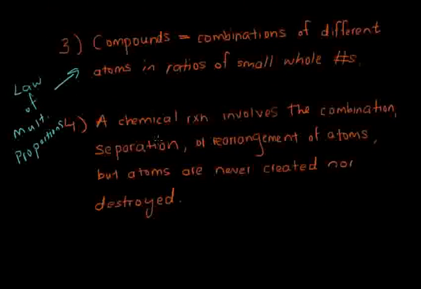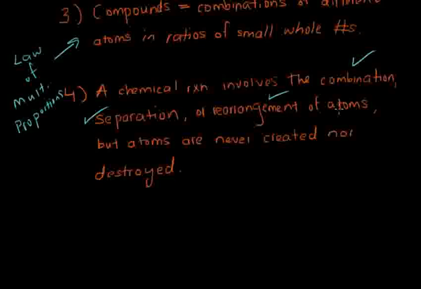And finally, number 4, a chemical reaction involves the combination, separation, or rearrangement of atoms, but atoms are never created nor destroyed. And maybe you haven't studied chemical reactions yet, maybe you have and you're just rewatching this video. I can tell you with certainty that all a chemical reaction is, is changing the configuration of atoms and moving them into different combinations. And what we can't do in a chemical reaction, unless you're a nuclear physicist studying matter, antimatter, annihilation, is create or destroy atoms. We can't create these particles, and that's why we have to balance chemical equations.